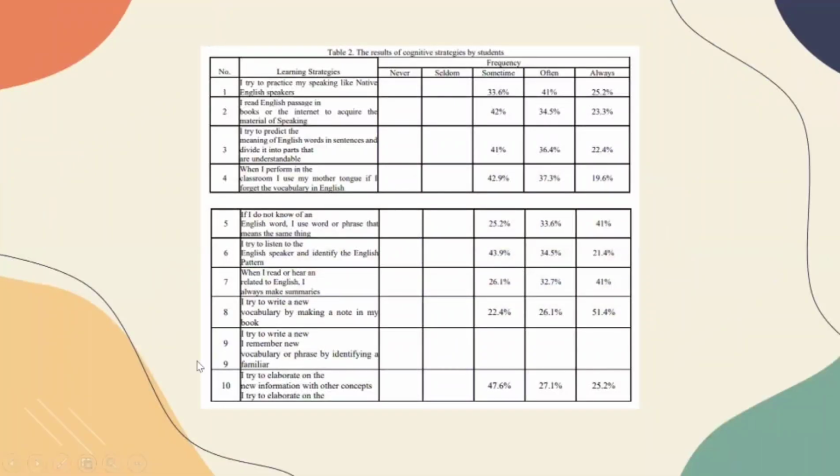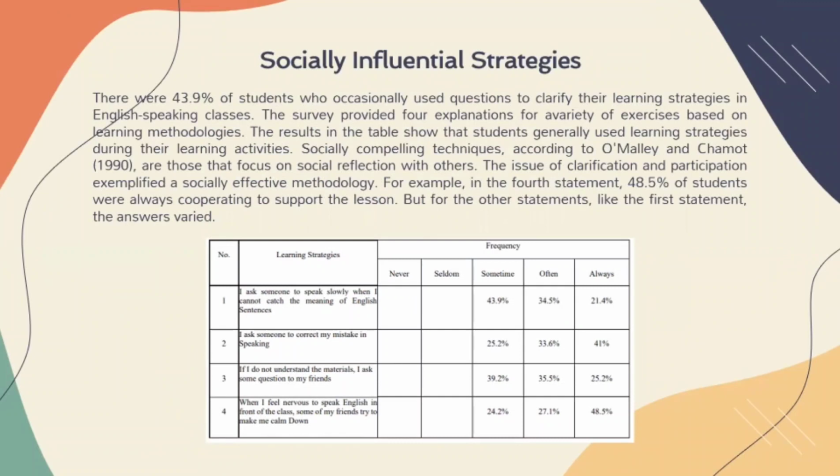Next. Social affective strategies. 43.9% of students occasionally use questions to clarify in their learning strategies in English-speaking classes. The survey provided 4 statements for a variety of exercises based on learning methodology. The results in the table show that students generally use learning strategies during their learning activities.